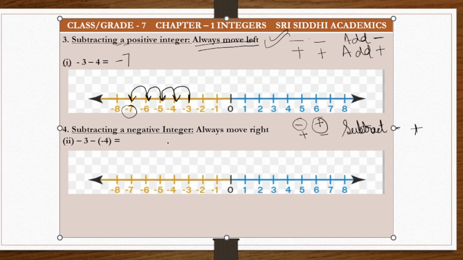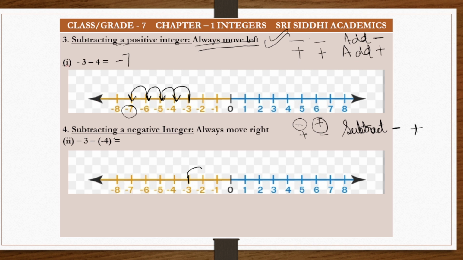While subtracting a negative integer, note it down somewhere, because these things you have to practice again and again, look through again and again, so note it down. Subtracting a positive integer, move to your left. Subtracting a negative integer, always move to your right. So starting from minus 3, you are moving to the right on the number line.